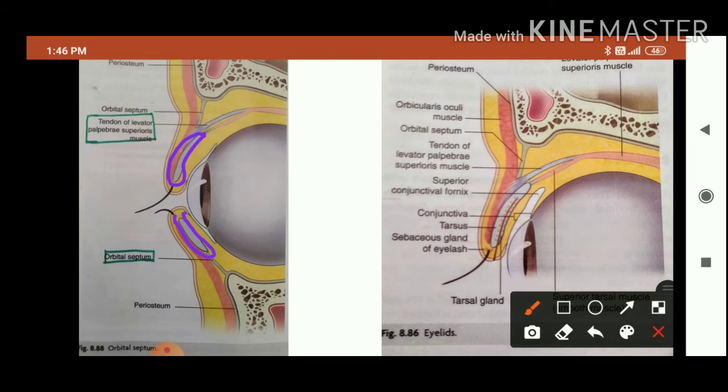we are having two muscles. Yes, this is the tendon of levator palpebrae superioris, which is attached to the superior tarsus and it is responsible for elevating the upper eyelid. Okay, and along with this skeletal or striated muscle, we are having one smooth muscle, the superior tarsal muscle. This is the superior tarsal muscle, and it is also associated with the superior tarsus.